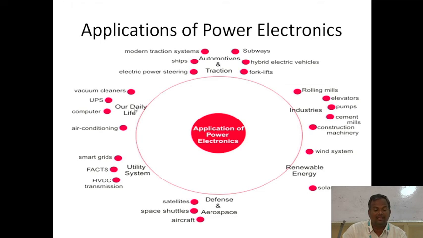And in daily life, from the commercial applications point of view, there are things like maintenance, UPS, computers, air conditioning. These also utilize power electronics. All these are some of the areas which thoroughly use power electronic devices.